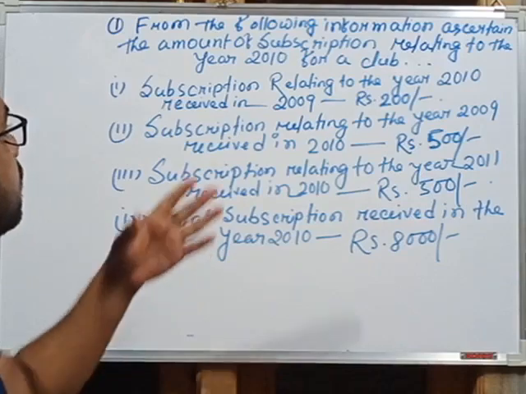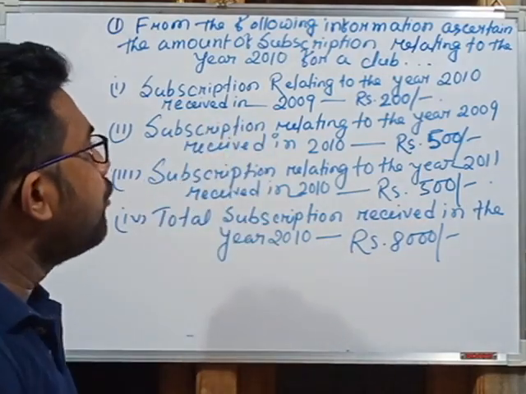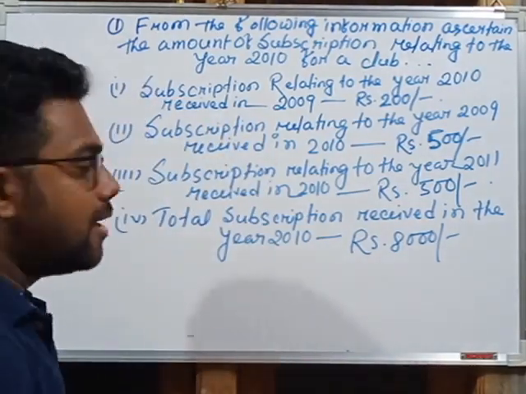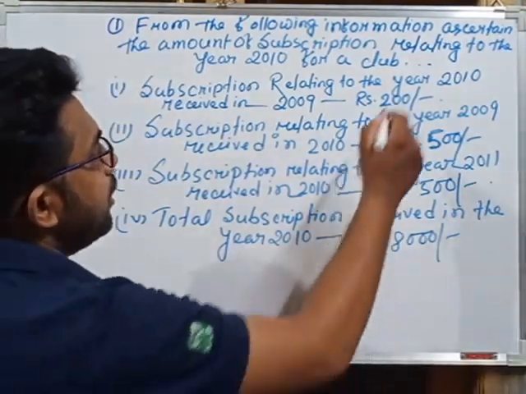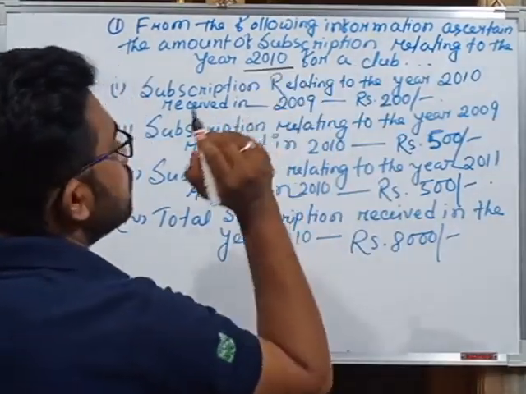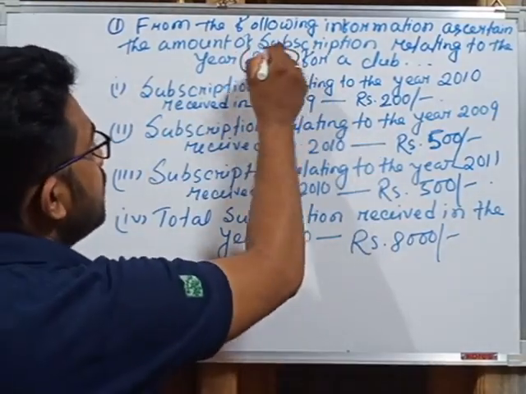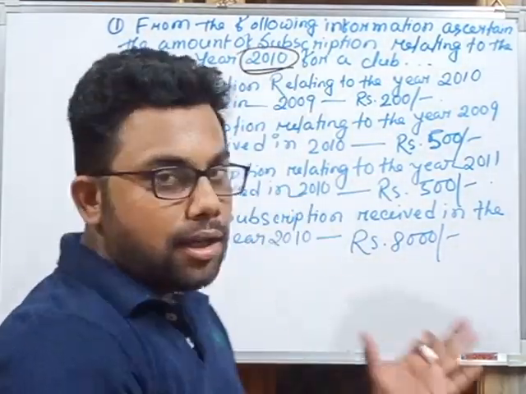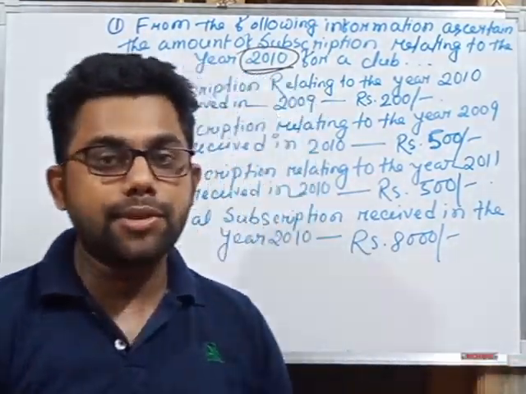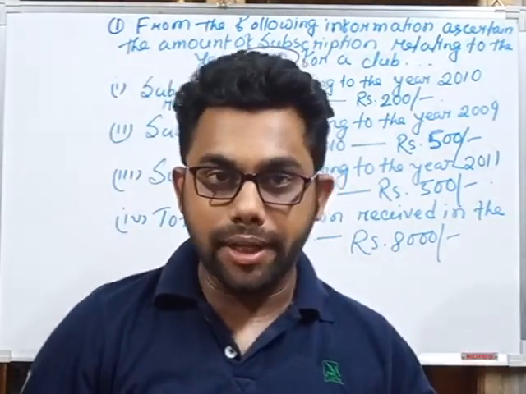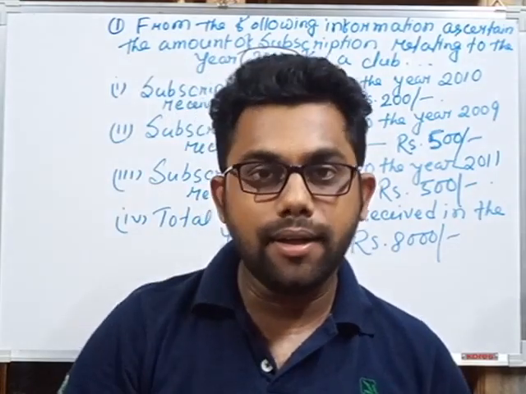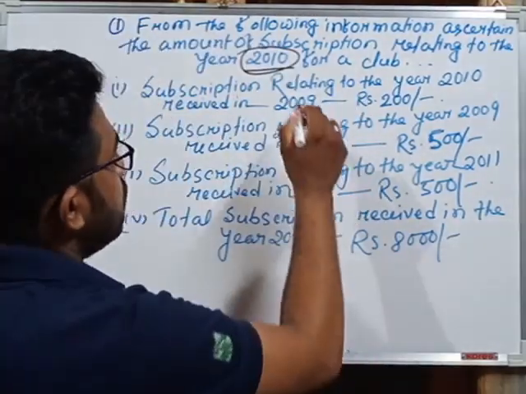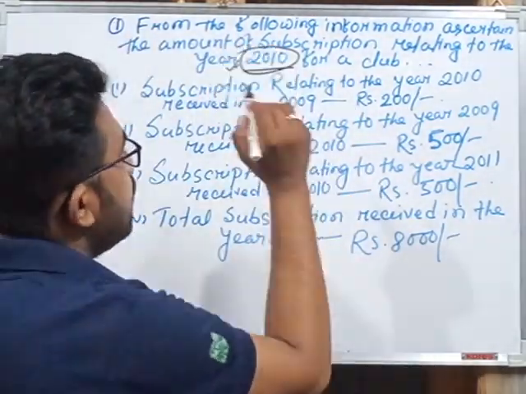Okay, so read this question carefully. From the following information, ascertain, that means calculate, the amount of subscription relating to the year 2010. So our current year is 2010. Remember, while calculating the subscription income for any accounting year, we have to know the date of our current accounting year. So in this question, our current accounting year is 2010.